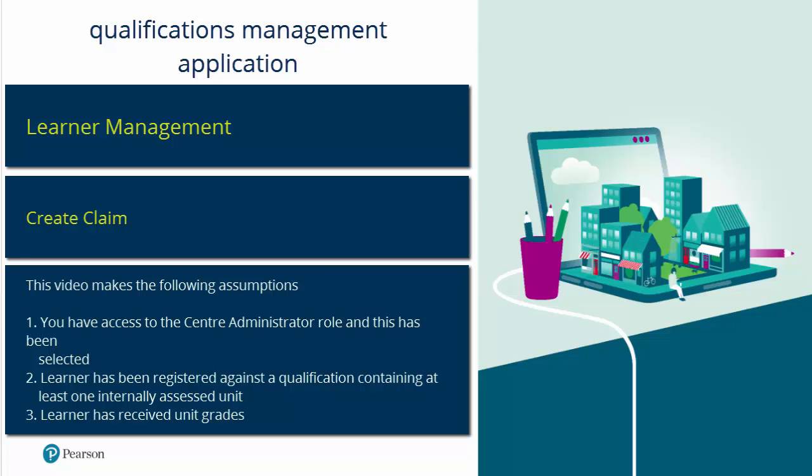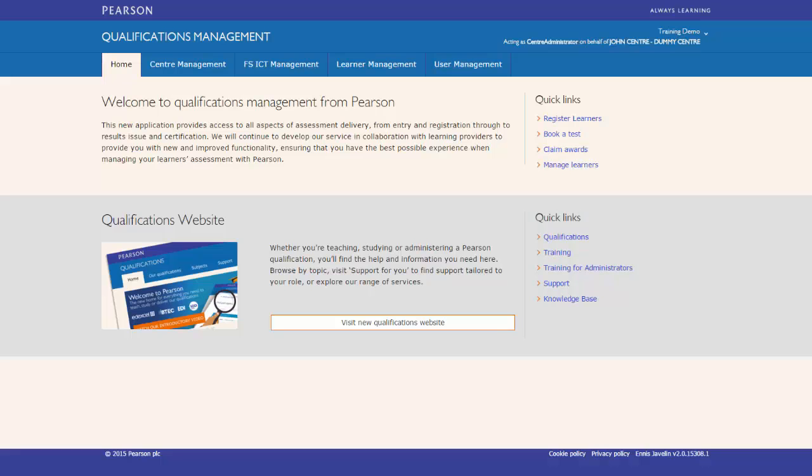The prerequisites for making a claim: you have access to the Centre Administrator role. If you have multiple roles, you have selected Centre Administrator. The learner has been registered against a qualification containing at least one internally assessed unit. The learner has received unit grades.